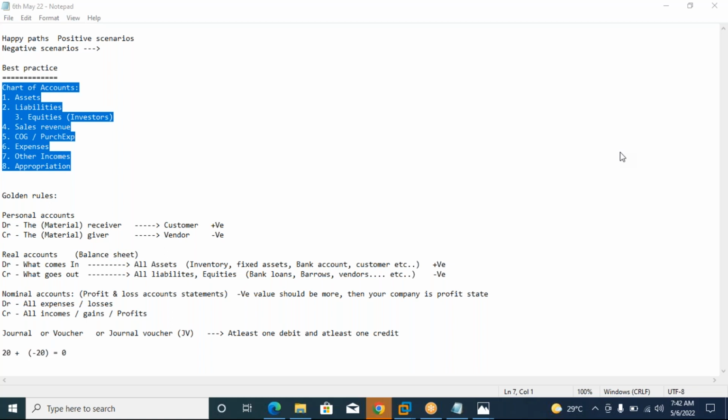Actually, whenever you are implementing, you need to collect the chart of accounts from the client.